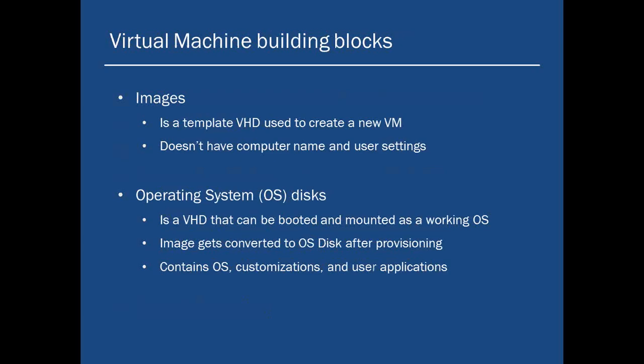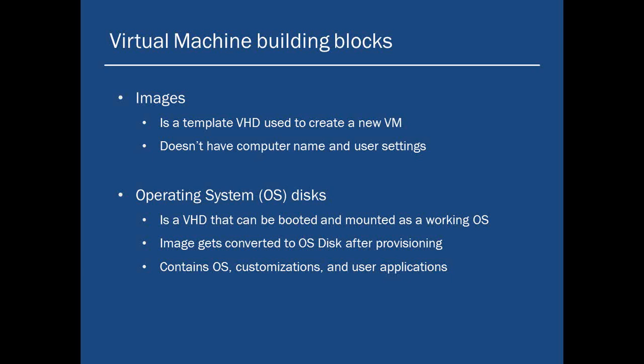This is a very, very important slide. It talks about the key things that comprise a virtual machine. A virtual machine basically has three things. You have an image, you have the operating system disk, and then you have a data disk. Data disk is something that is discussed in the next slide.